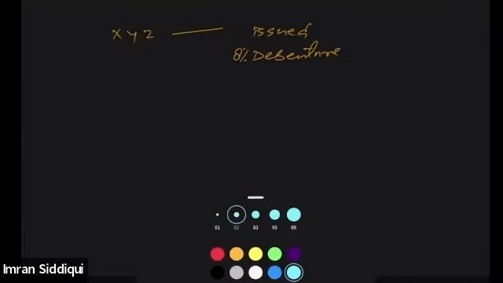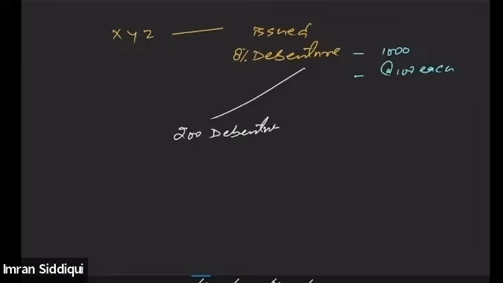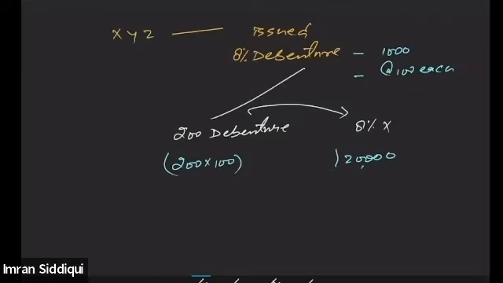For example, let's suppose a company has issued 1,000 debentures of 8%, having a face value of 100 each. Out of it, if I have bought 200 debentures of 8%, that means on a yearly basis I am entitled to claim 8% interest on the value of the investment I have made. 200 into 100 means 20,000 is the amount of investment that I made in the company.